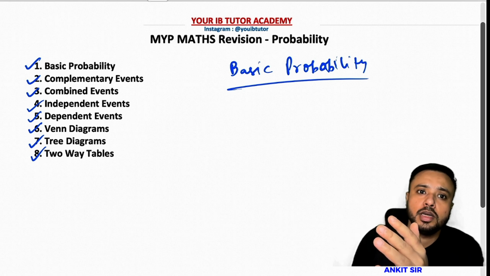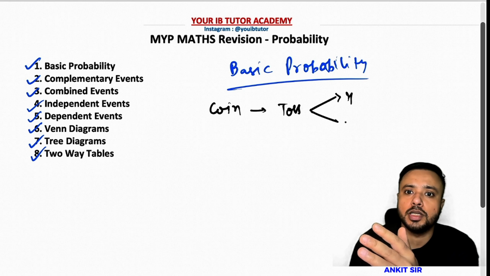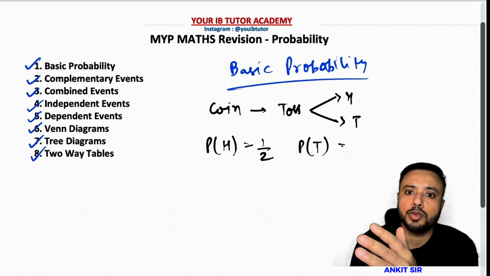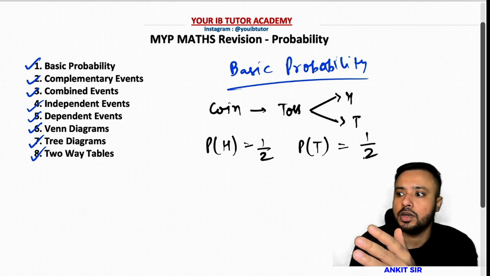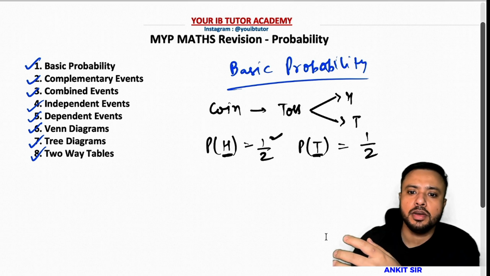For example, let's say we have a coin and we toss the coin. When you toss a coin, you have only two possibilities, either heads or tails. If I have to figure out the probability of heads, it's going to be 1 by 2, and the probability of tails is also going to be 1 by 2. Why 1 by 2? Because the total number of possibilities is 2, which comes in the denominator, and my favorable case, in this case heads and in this case tails, is 1, so it's going to be 1 by 2.